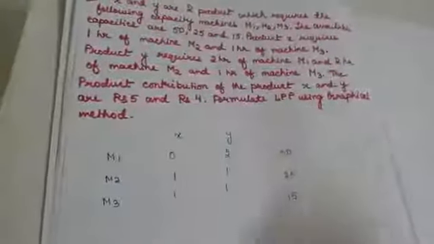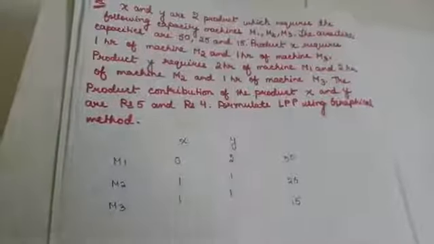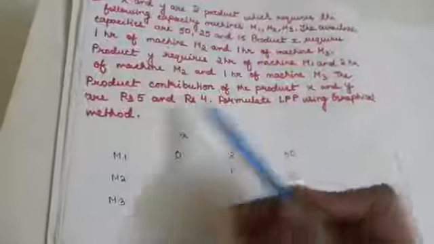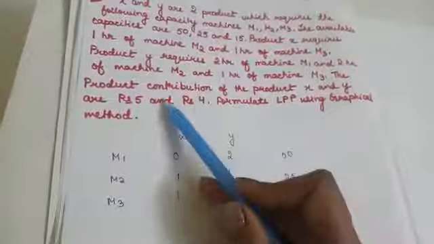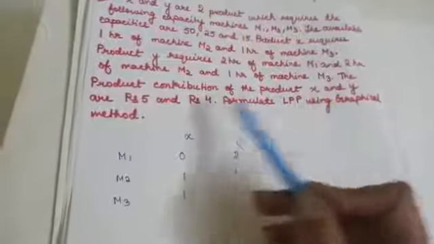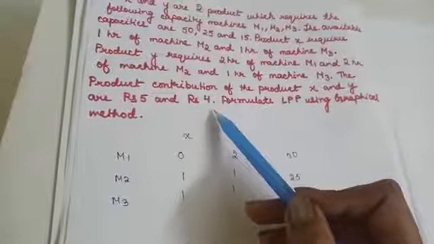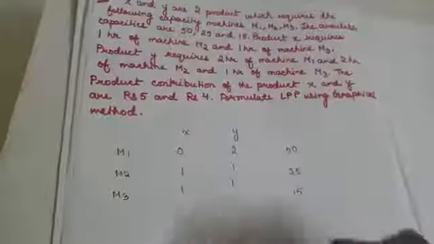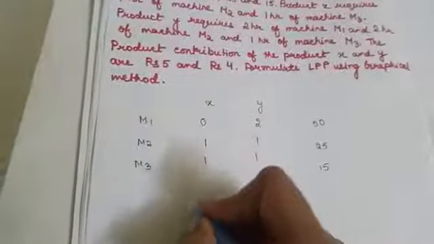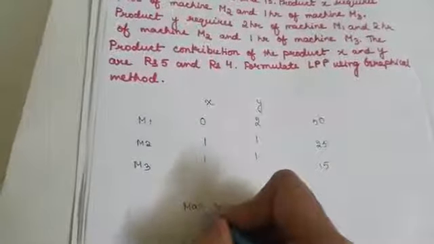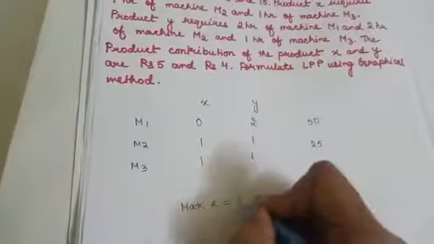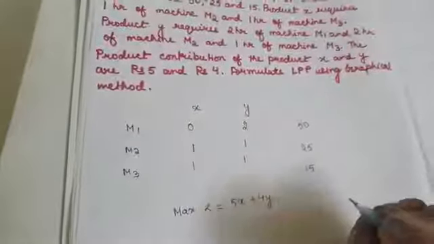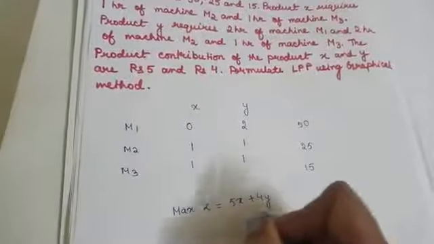Now in LPP, the most important portion, the objective function, is needed. So this will be the objective function, that is, the product contribution of the products X and Y are rupees 5 and rupees 4. So this will be my objective function. Let's write the objective function. This will be max z is equal to 5x plus 4y. Okay, so this is the objective function.